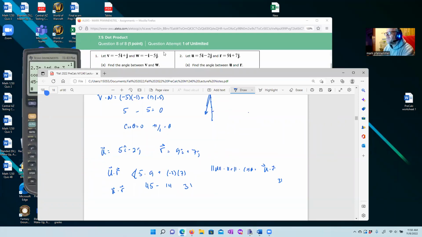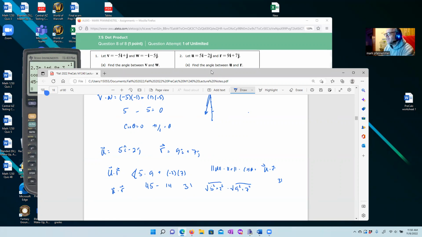Okay, the length of U is the square root of 5 squared plus 2 squared, times the square root of 9 squared plus 7 squared. So we're just using triangles, the Pythagorean theorem, in order to do this.